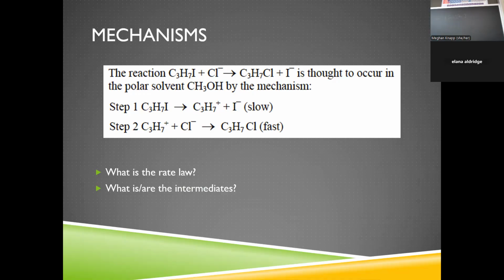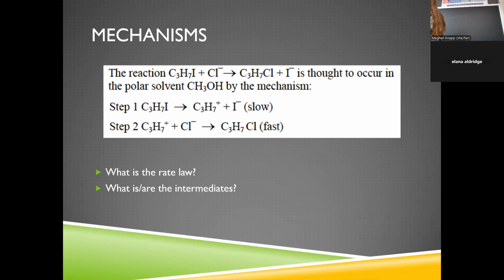So notice the subtle difference between, we have C3H7I and C3H7 plus. And then we also have at the end C3H7Cl. All right, so pay attention to the details and how that changes. Okay, so we think it might be happening through this mechanism.